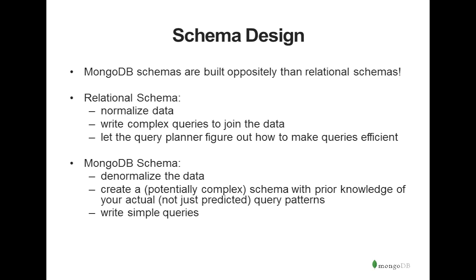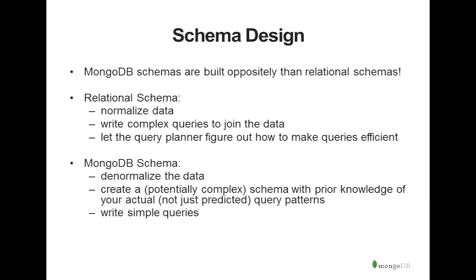MongoDB is very different. MongoDB, you denormalize your data, you create a potentially complex schema, not necessarily, but potentially, and you do it with prior knowledge of your actual query patterns. And that allows you to write very simple queries. And those simple queries, not requiring joins, can be very fast. So that is a very different way of thinking about schema design in MongoDB.